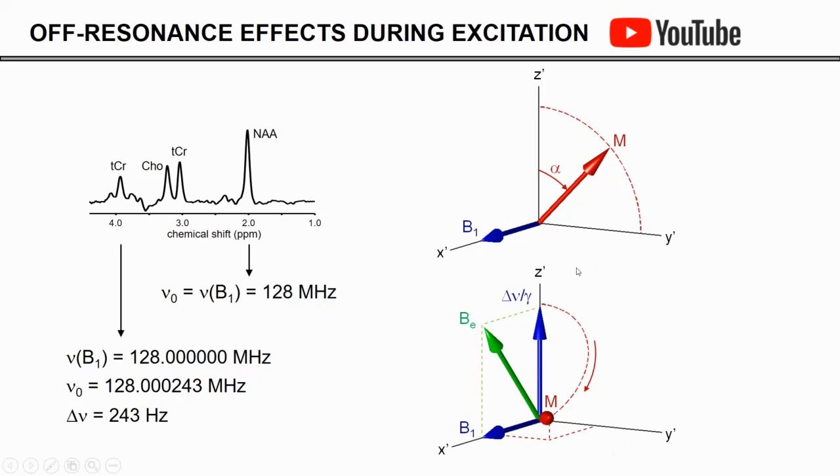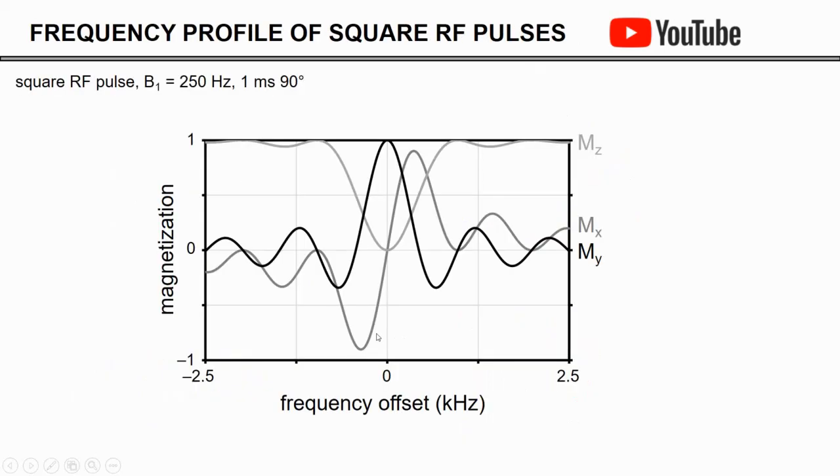Now, if we would do a quantitative calculation for all the different frequencies, we come up with a so-called frequency profile of a square RF pulse. This is a 1 millisecond square RF pulse achieving an on-resonance 90 degree flip angle. You can see here, this is the frequency. If the frequency offset is 0, we're on resonance. And on resonance, indeed, we have 100% magnetization along the y-axis, and there is no Mx or Mz. So that is what you want.